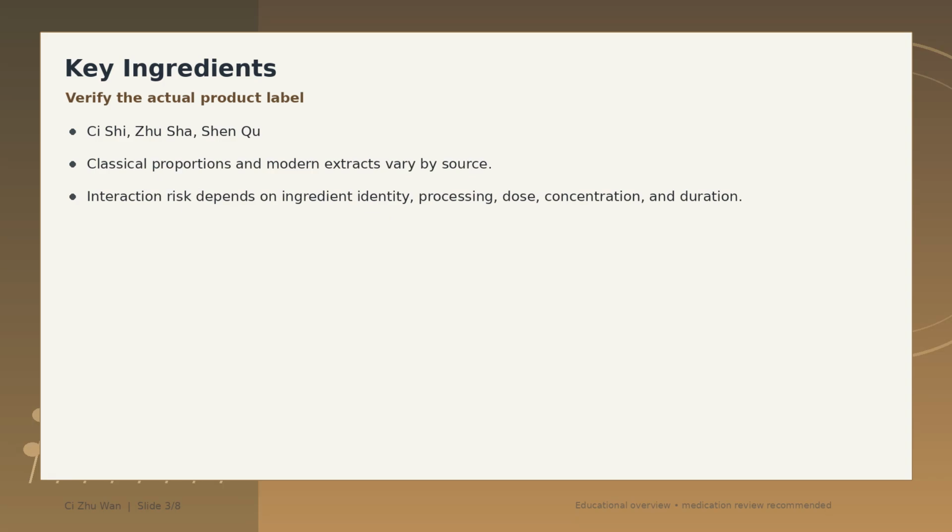Key herbs commonly associated with this formula include Ci Shi and Zhu Sha. In classical formula analysis, some herbs address the principal mechanism, others support the chief action, and others harmonize or direct the prescription. The exact composition can vary by lineage, manufacturer, granule concentration, and modification. For interaction analysis, the actual ingredient label and dose are more important than relying only on the traditional formula name.